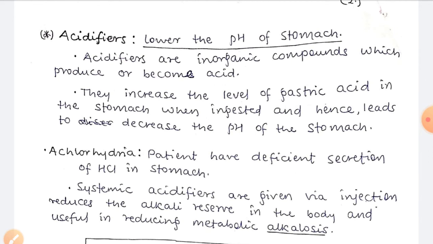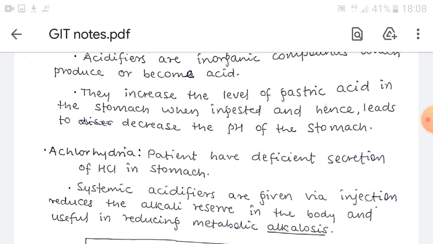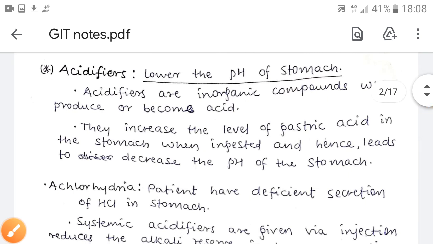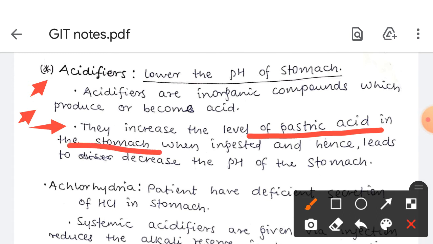Acidifiers. What are acidifiers? Acidifiers lower the pH of stomach, as I told you in the beginning. Acidifiers are inorganic compounds which produce or become acid. They increase the level of gastric acid in the stomach. So this is an important point, that it increases the level of gastric acid in the stomach when ingested and hence leads to decrease in the pH of stomach.